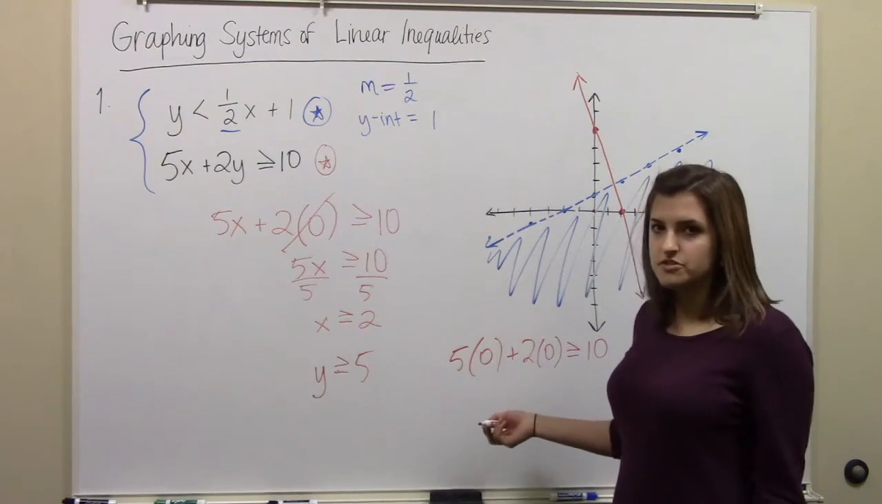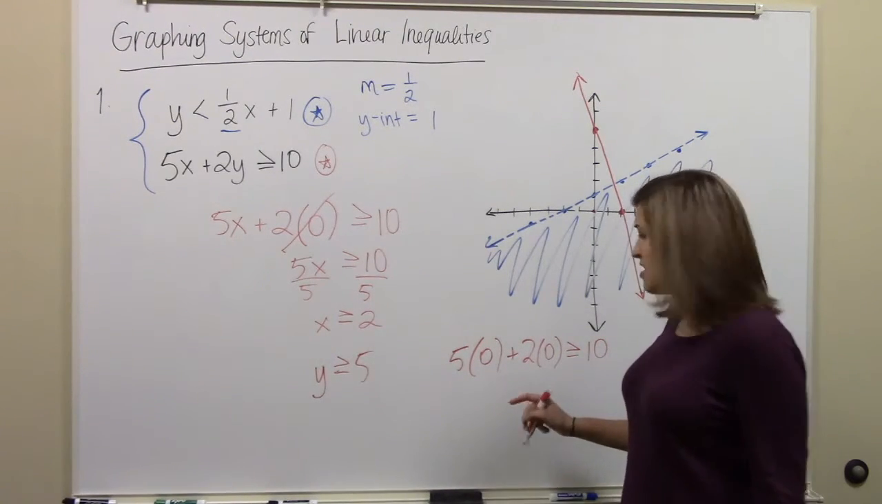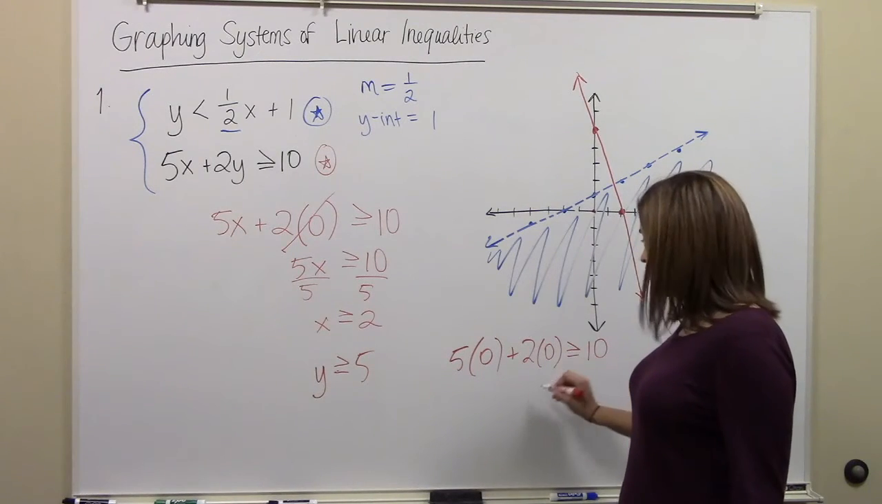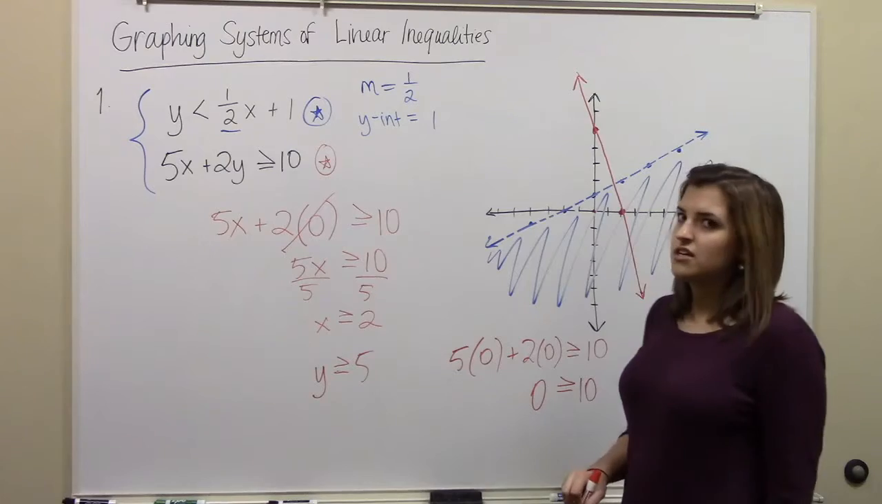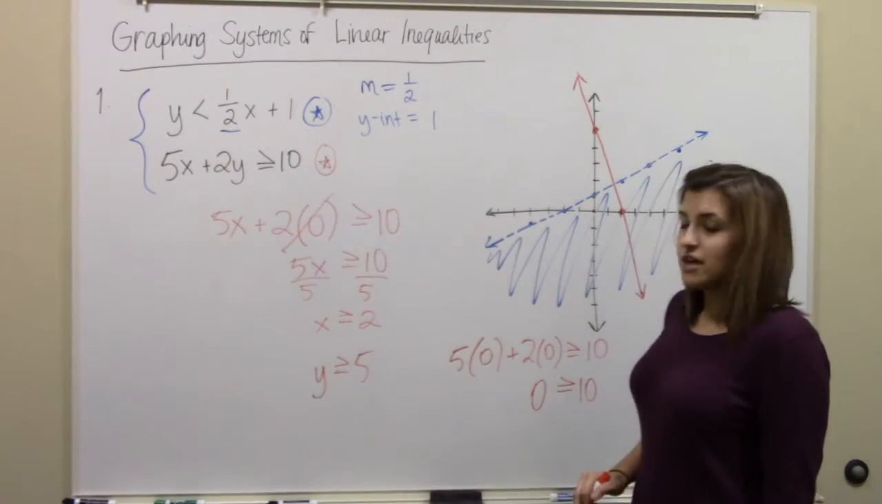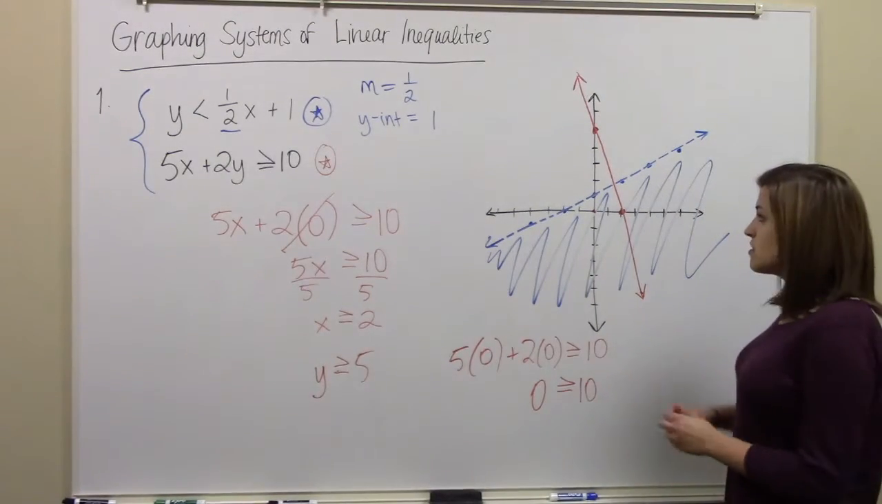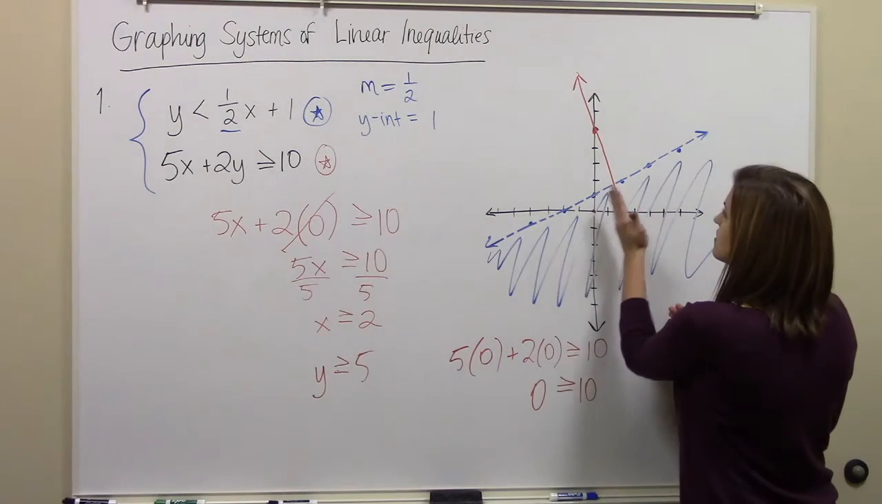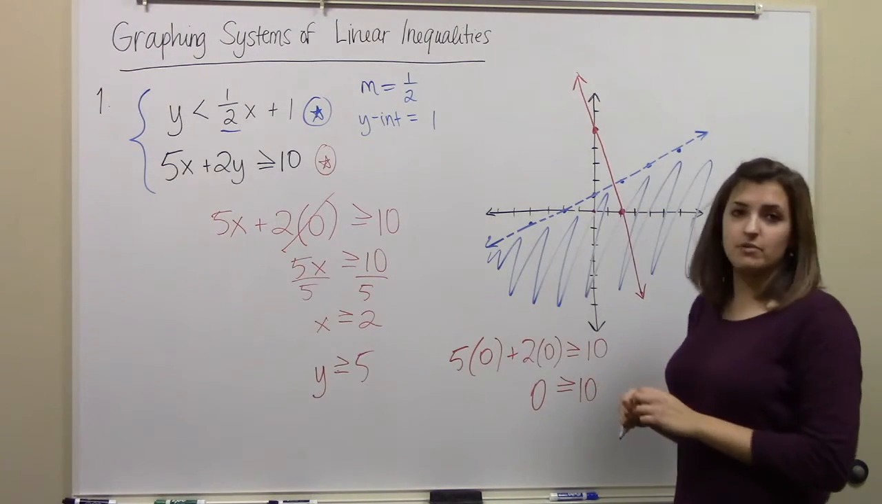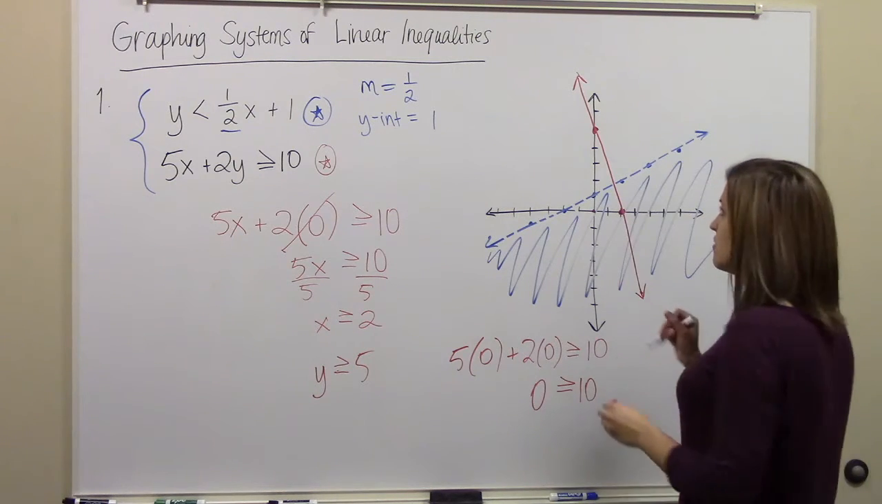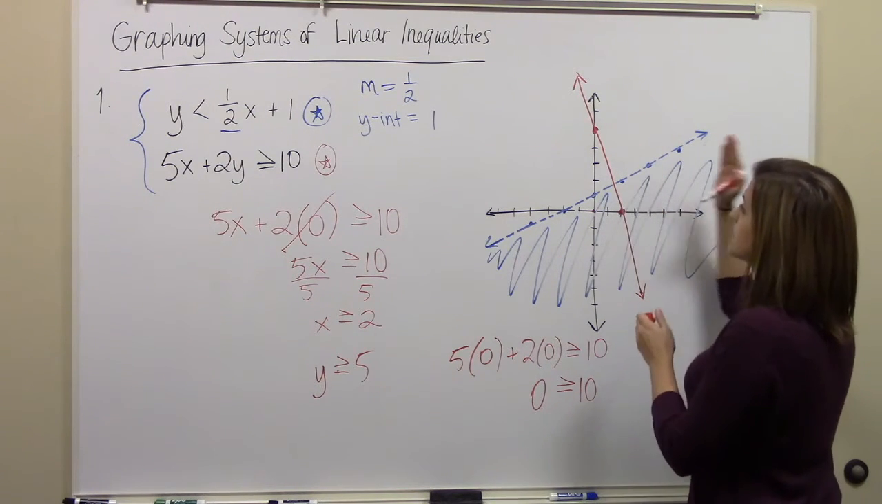Well, 5 times 0 is 0, 2 times 0 is 0, so 0 plus 0 is just 0. So I have 0 on this side is greater than or equal to 10. But you and I know 0 is not greater than or equal to 10. So everything on the left side, including that point 0, 0, does not make my inequality true. So that means I need to shade everything to the right.